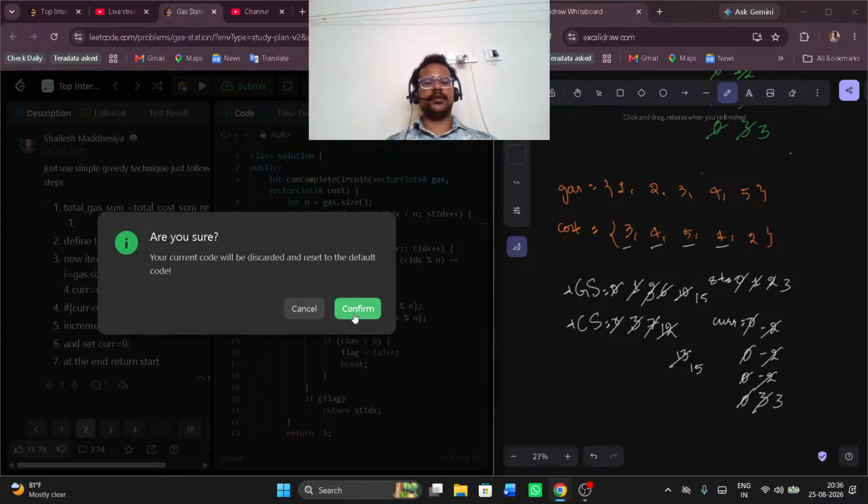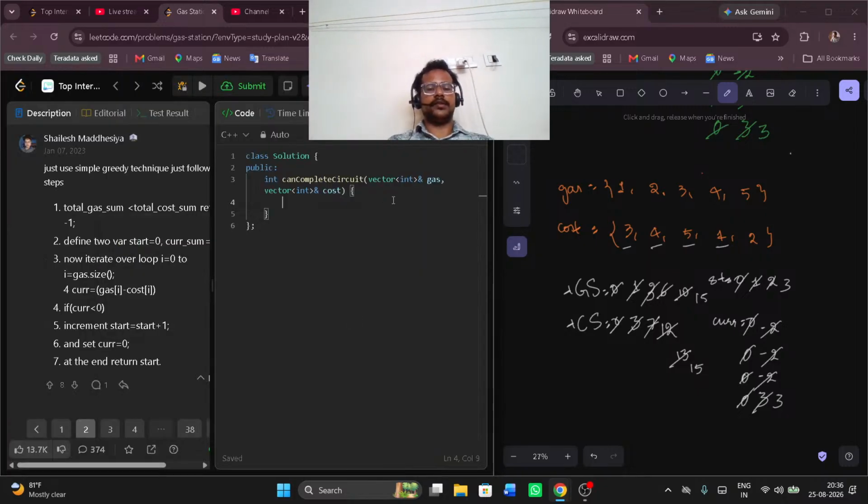Let me just reset the code. Let us just take int n is equal to gas dot size, int total gas sum.